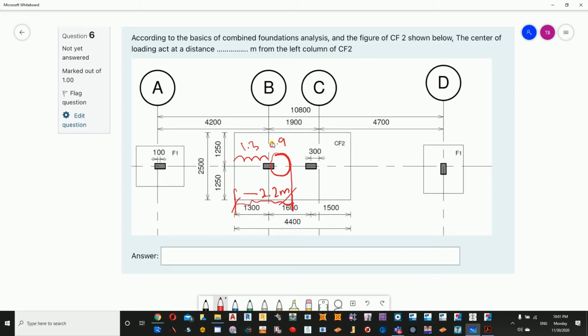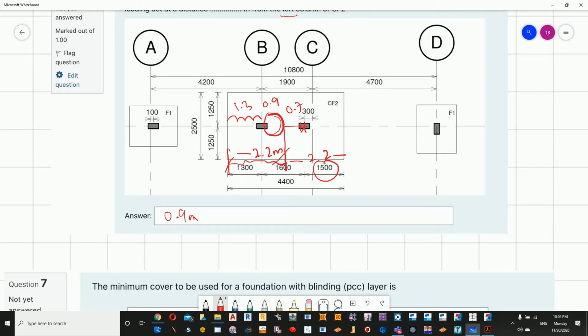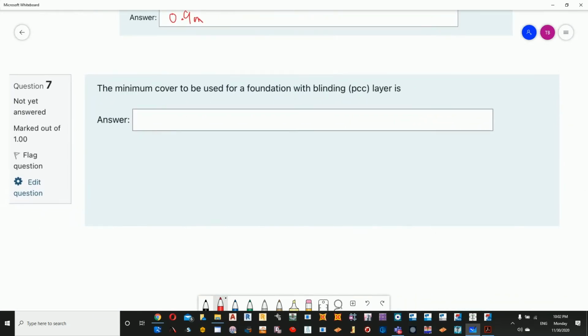And the other distance is represented by 2.2 here, and this is 1.5, so we have the remaining to be 0.7. So if your question asks about the left column, then the distance is 0.9 meter, which is this distance. And if we are talking about the right column, then the answer is 0.7 meter. So that is going to be your answer.